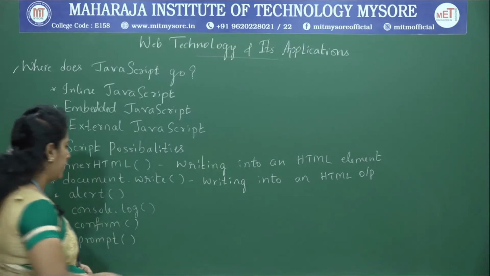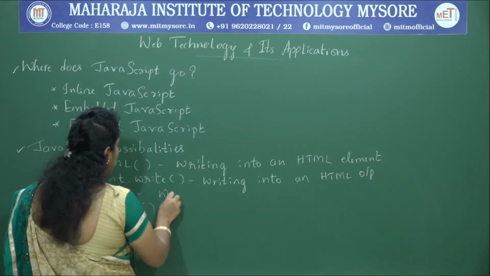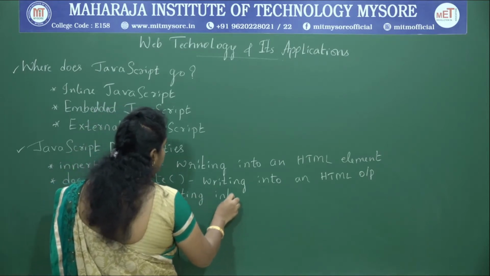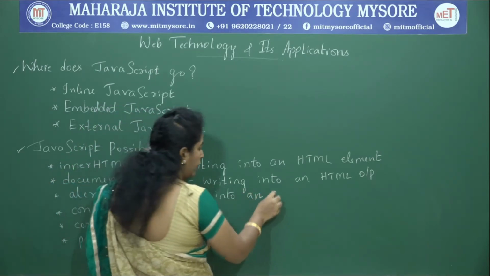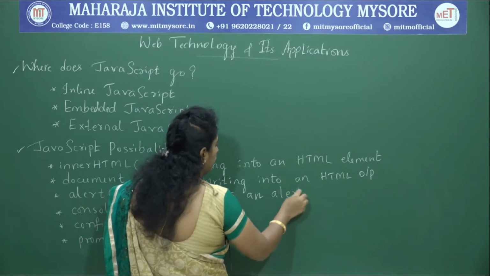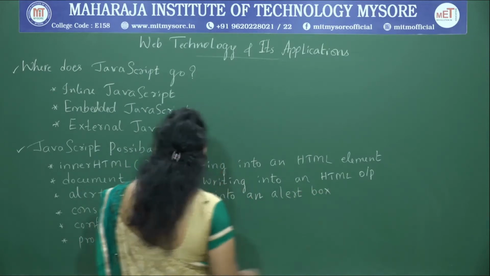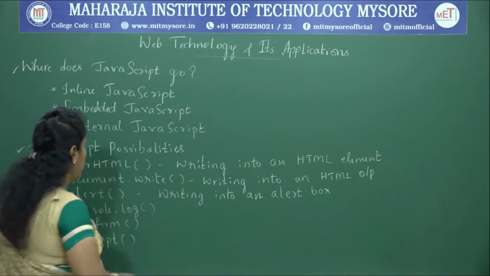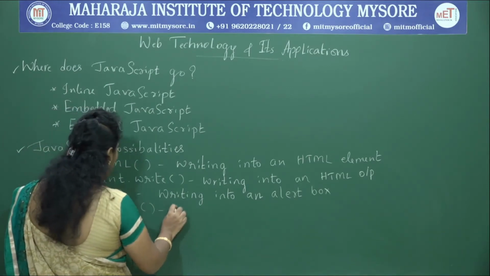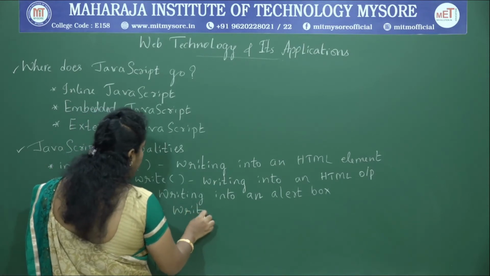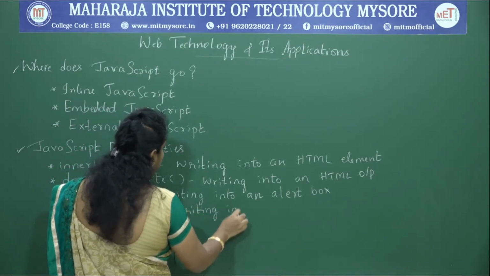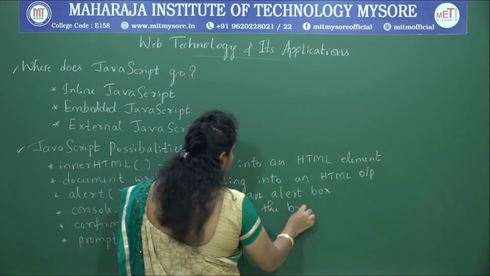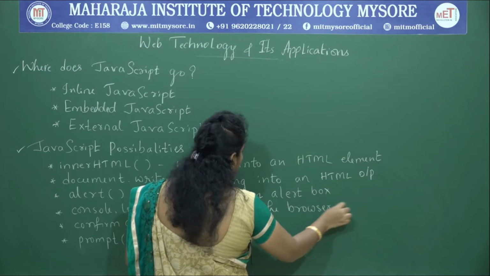Next is alert. So this is used for writing into an alert box. Next is console log. This is for writing into the browser console.